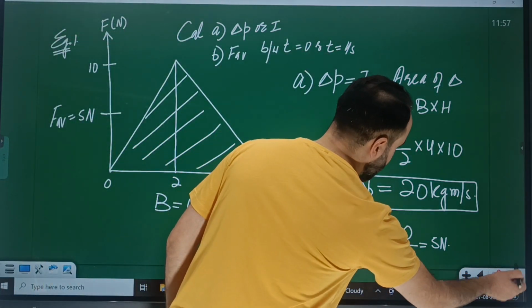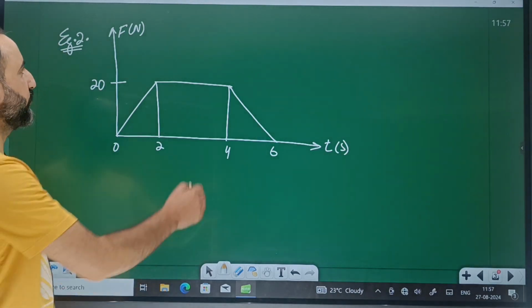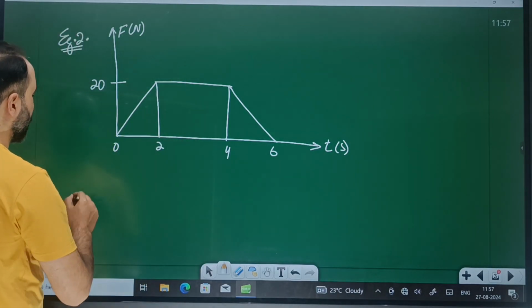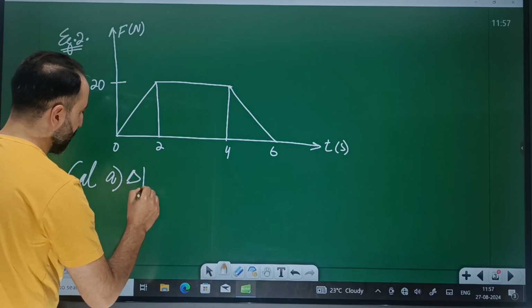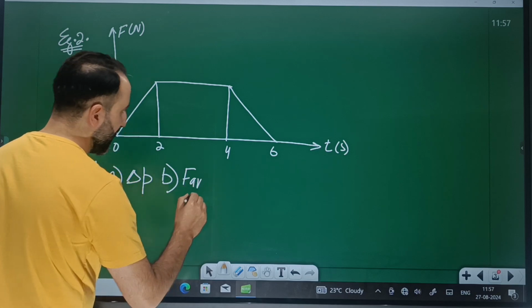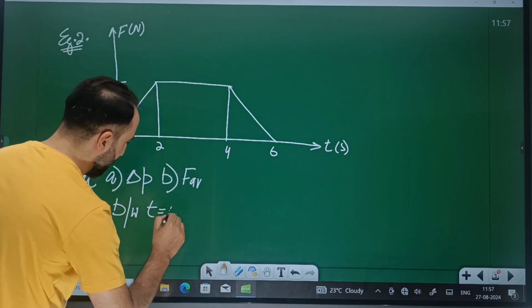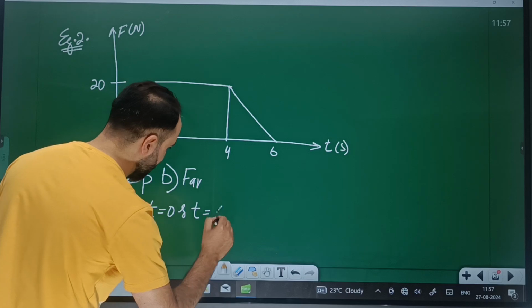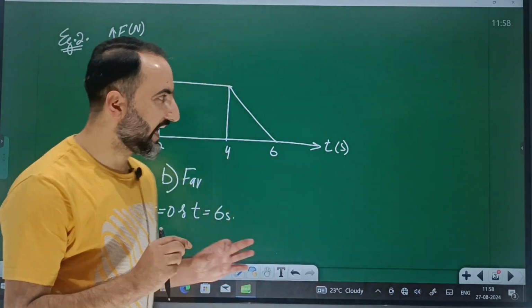Let's have a look at example number second. Again the question is the same. What we have to calculate is this, let me write it here: A part, that is delta p or impulse, and B part, you are supposed to calculate the average force in the time interval between t equal to 0 and t equal to 6 seconds. Now look at this diagram.